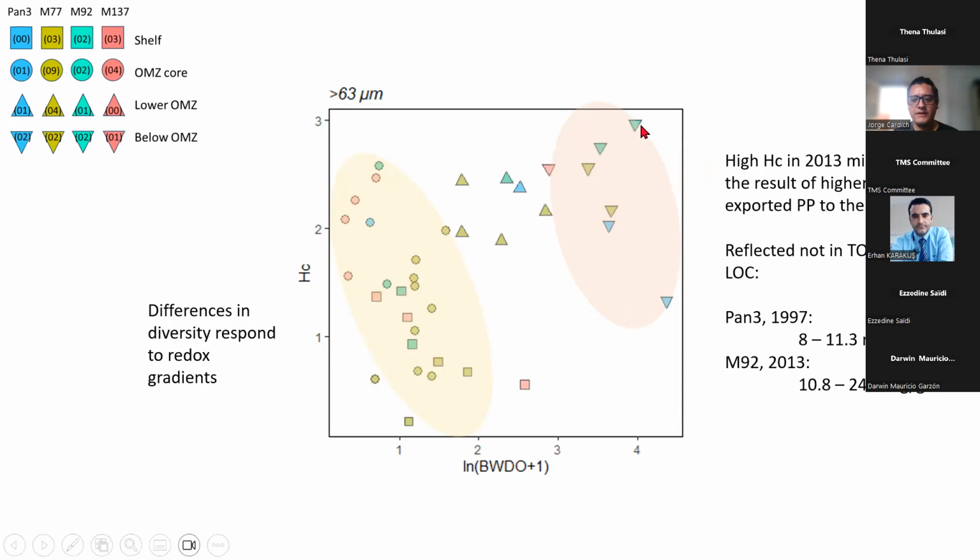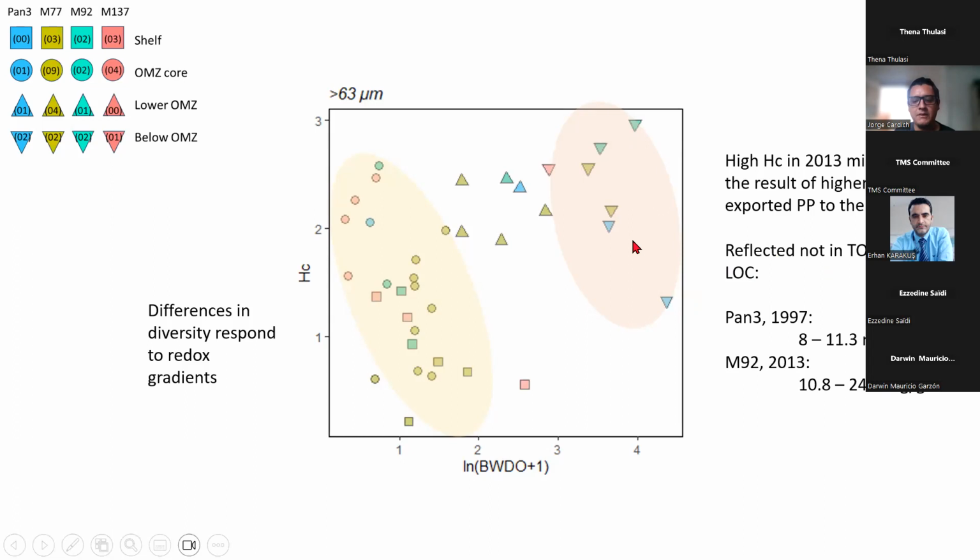And in the other part, we have these inverted triangles that are the deeper samples, the deepest samples. And we have a difference again between these green triangles from the M92 to the other triangles. And this might be a result again of the higher exported productivity to the bottom that happened in 2013. But again, this is not reflected in TOC, but in LOC.